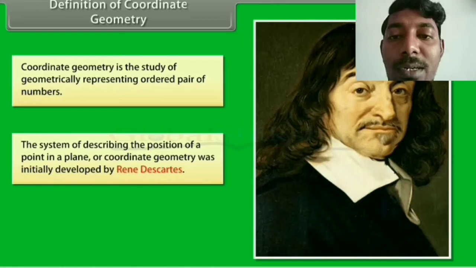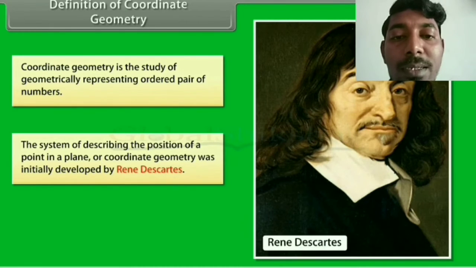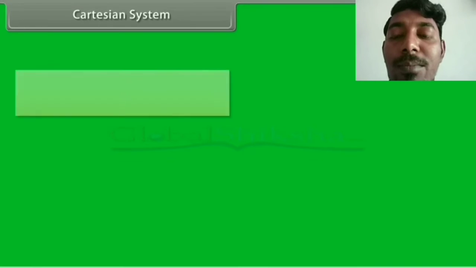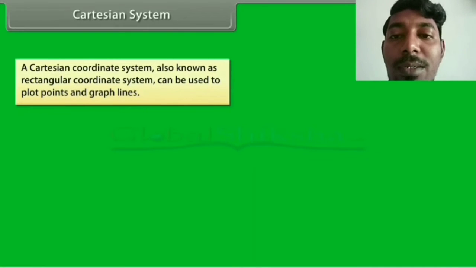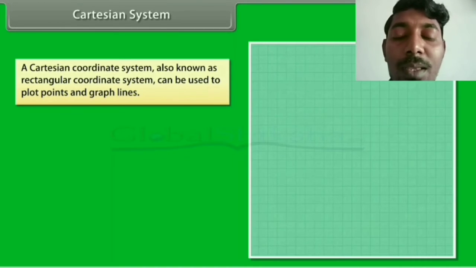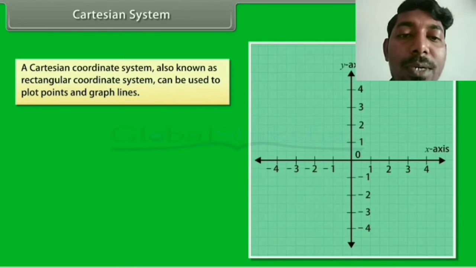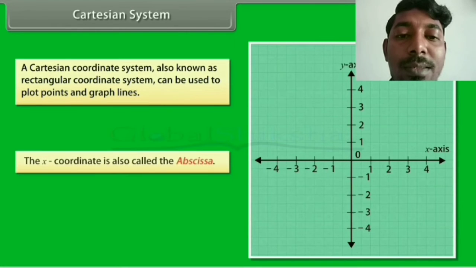This system of describing the position of a point in a plane, or coordinate geometry, was initially developed by René Descartes. Here we can see the picture of René Descartes. The system is often called the Cartesian system. The Cartesian system, also known as the rectangular coordinate system, can be used to plot points and graph lines. So we can see here the graph lines, the x-axis and y-axis, and their integer numbers are located on the lines.